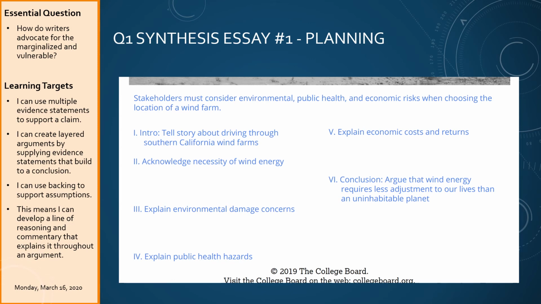So moving into my second body paragraph, part 3 there, I'm going to start off by explaining the environmental damage concerns. Then with number 4, I'm going to get into the public health hazards. Then with number 5, I'm going to get into the economic costs and potential returns. And that's it. Then I'm going to get to my conclusion. My conclusion at the very end, I'm going to argue that wind energy requires less adjustment to our lives than an uninhabitable planet would. And so just one final argument to show that despite all of these risks and considerations we have to take, it's still more beneficial than the alternative.